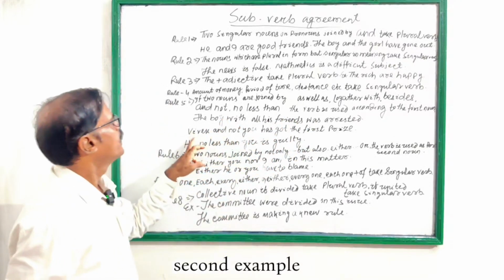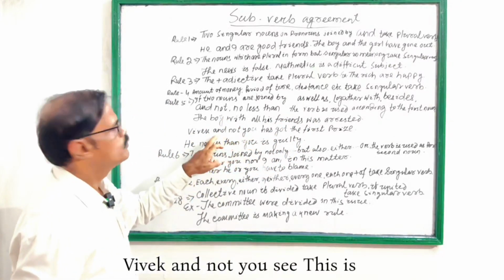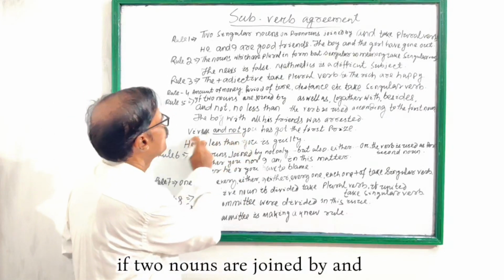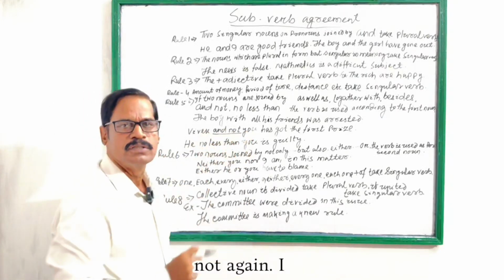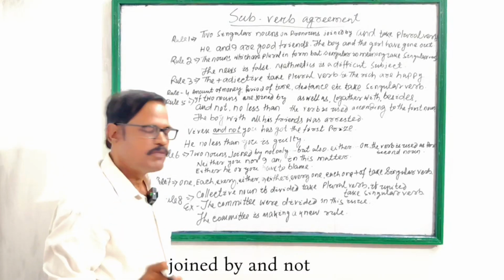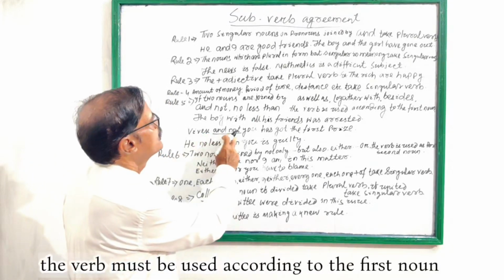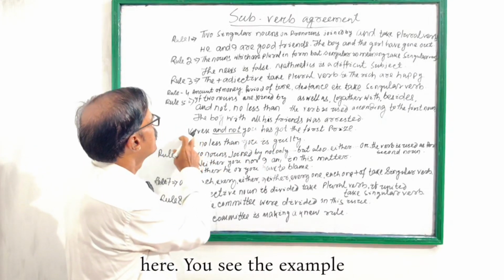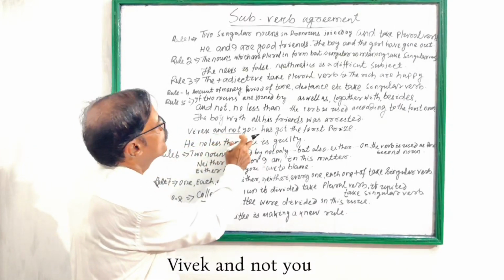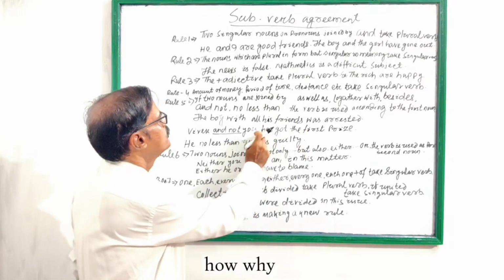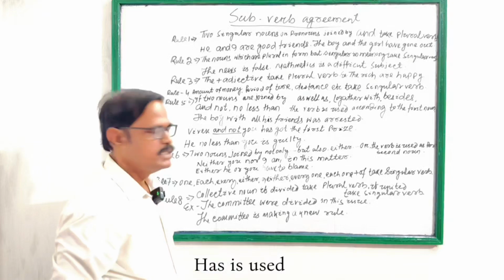Second example: Vivek and not you. You see, I am highlighting here 'and not'. If two nouns are joined by 'and not', again I repeat, the verb must be used according to the first noun. Here we see the example: Vivek and not you has got the first prize. So why is 'has' used here?